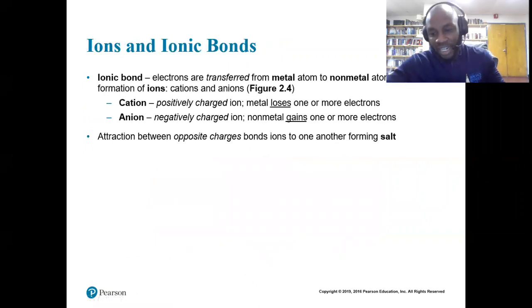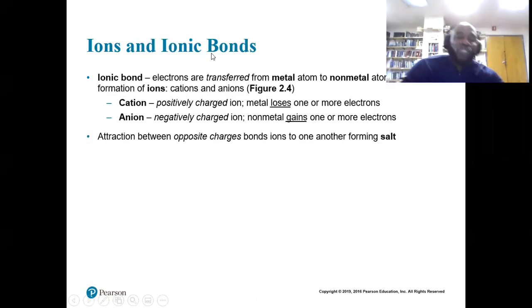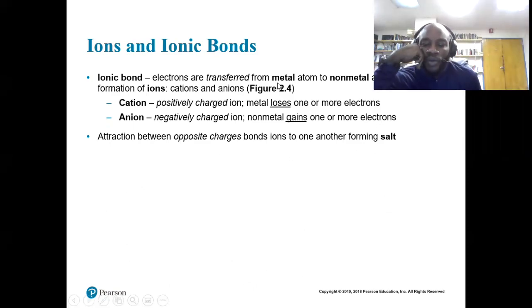We also have what we call ionic bonds. So that was covalent bonds, sharing. Ionic bonds, electrons are transferred from what we call a metal atom to a non-metal atom. And it results in the formation of ions. With ions, we have an ionic bond. So we have a positively charged ion.